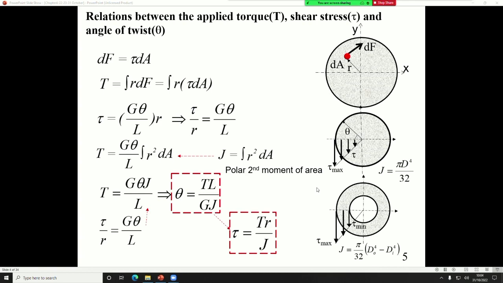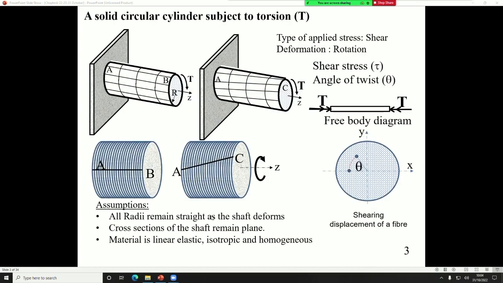Now, we found these two equations based on equilibrium and based on these assumptions: that all the planar sections remain planar after applied torque, and the circular sections remain circular. So the deformation is very, very small, and there is no warping displacement. The cross section remains normal to the axis of the cylinder when the torque is applied. The material, being linear elastic, isotropic, and homogeneous, is the assumption throughout this course.